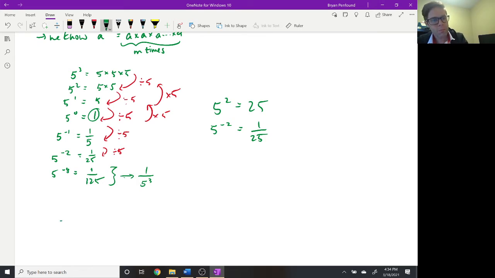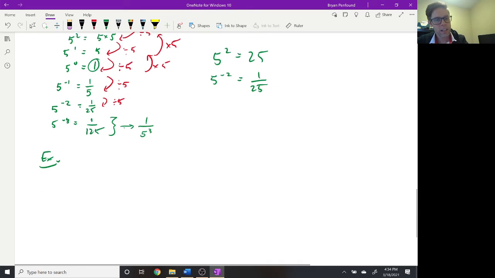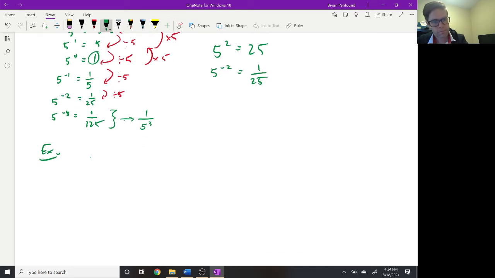So maybe just a couple numerical examples here just to make sure we're all on the same page. What if we had 7 to the negative 3? How could we interpret that? Or, I mean, we could be working with integers as well. We could be working with something like negative 2 to the, I don't know, negative 3. How do we interpret these numbers?